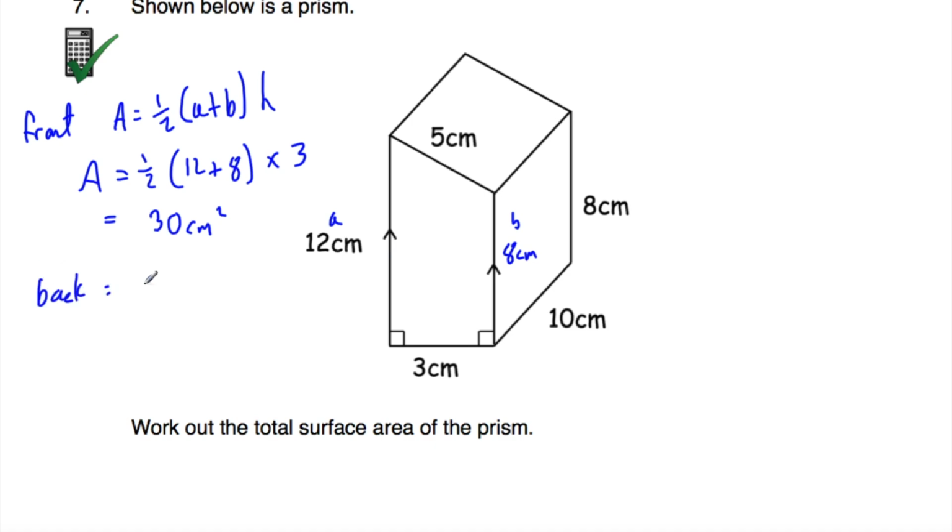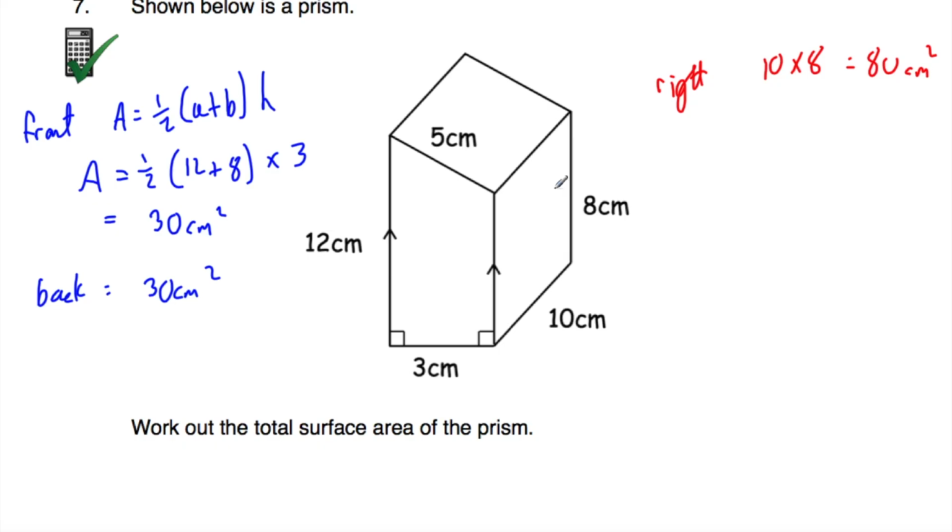The back will also have an area of 30 centimeters squared. Okay, so we've done the front and the back of this prism. Now let's have a look at the right-hand side. The right-hand side is a rectangle, and it's got a length of 10 centimeters and a width of 8 centimeters. So 10 times 8 is equal to 80 centimeters squared.